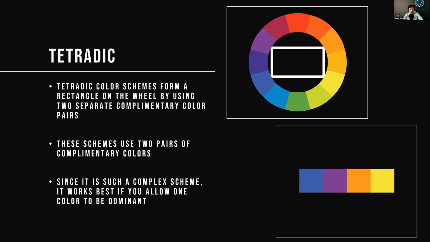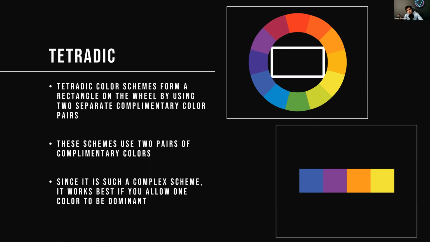All right, so the very last color scheme we're going to be talking about is the tetradic color scheme. The tetradic color scheme, it's formed by a rectangle in the color wheel. And you can think of it as putting a rectangle inside of a color wheel and then picking all the colors at each point. Or you could just think of it as getting two different sets of complementary colors. Because that's all it is.